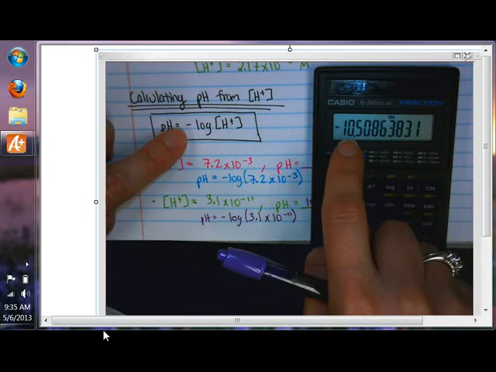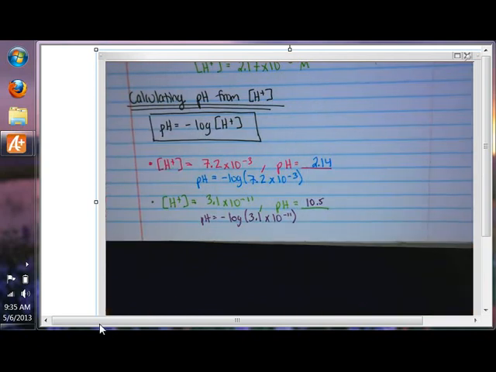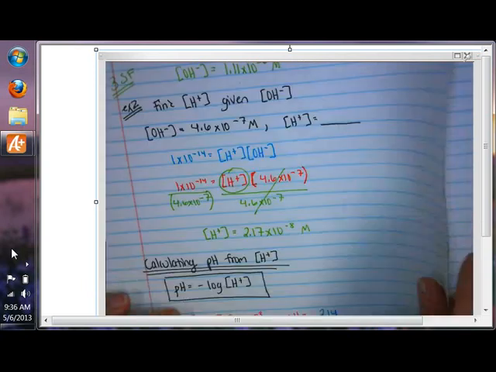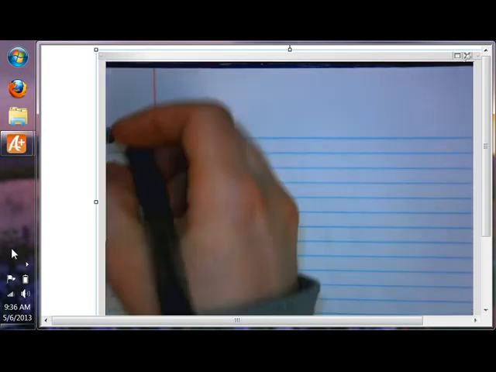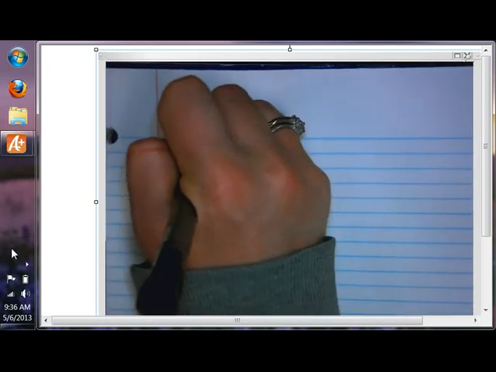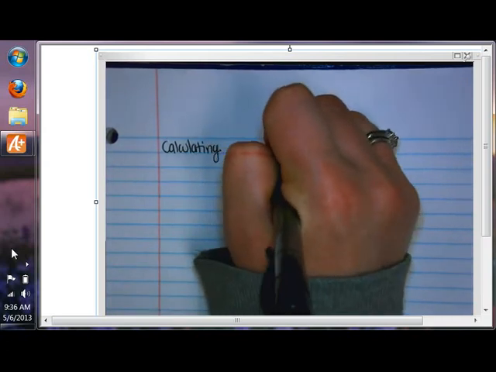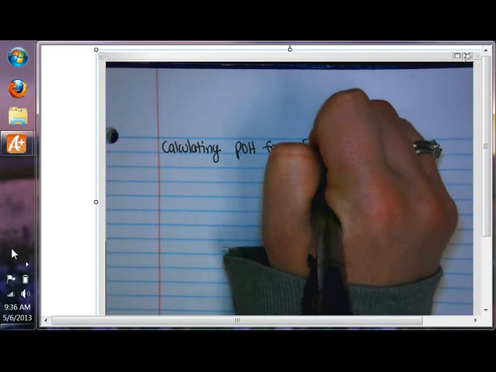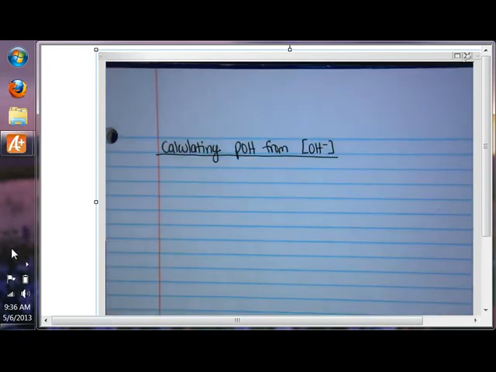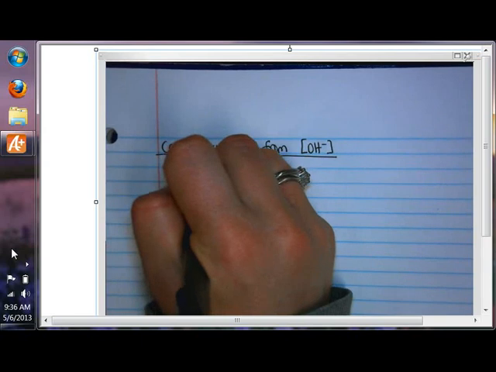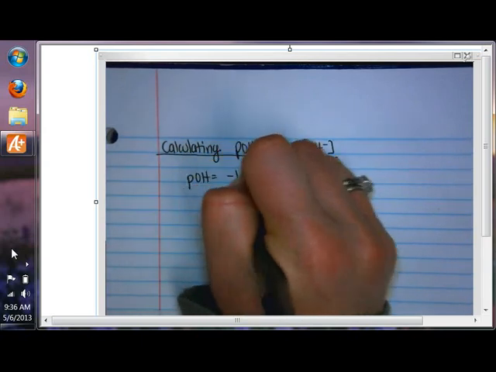Perfect. Okay, and we're just going to go backwards now a little bit, or do the hydroxide. It's going to be the same exact thing, so if that made sense even a little bit, this next part will make sense too. Calculating pOH from the concentration of OH minus. It's the exact same thing as pH. pOH equals the negative log of OH minus.